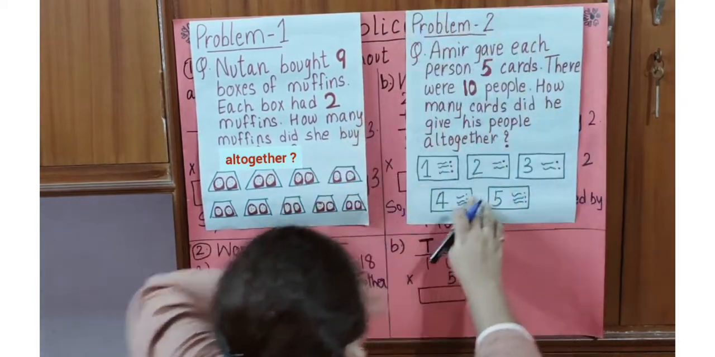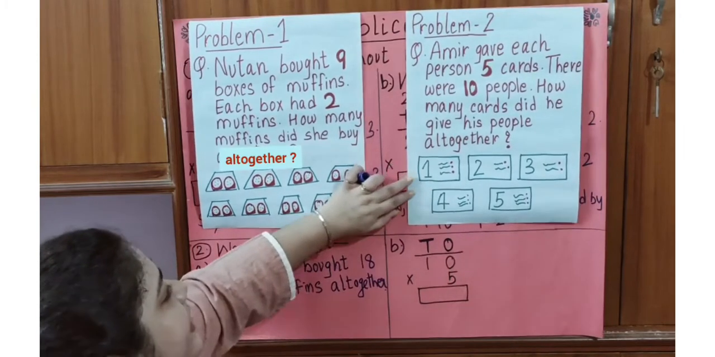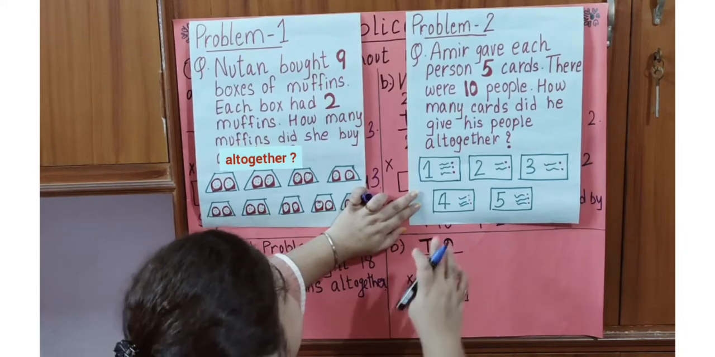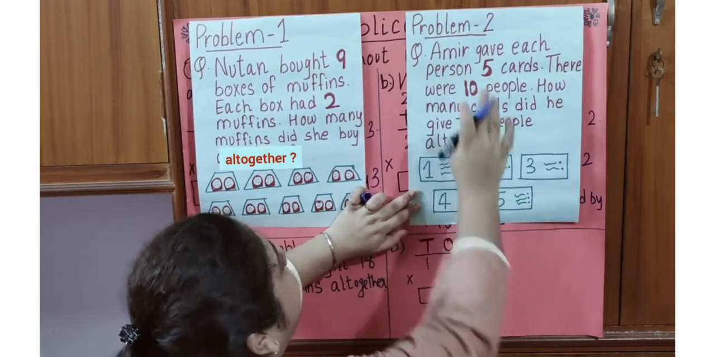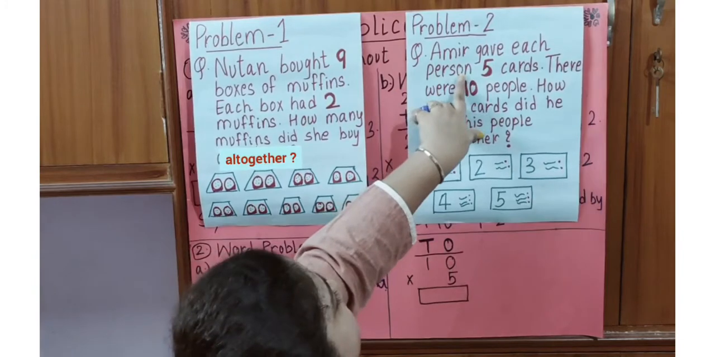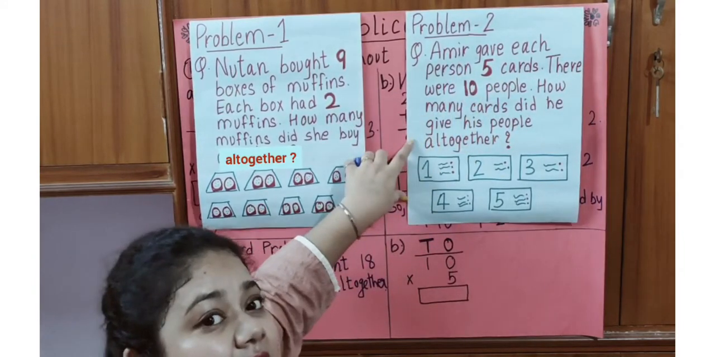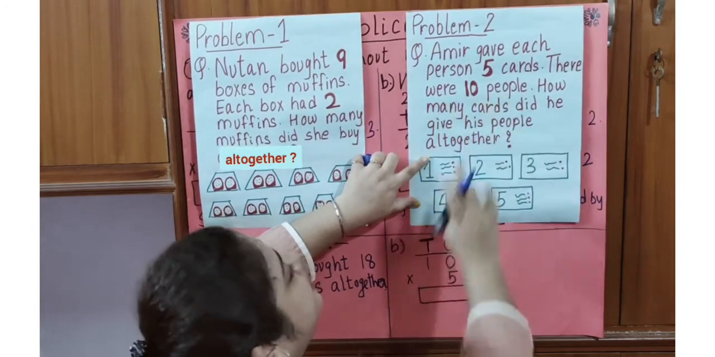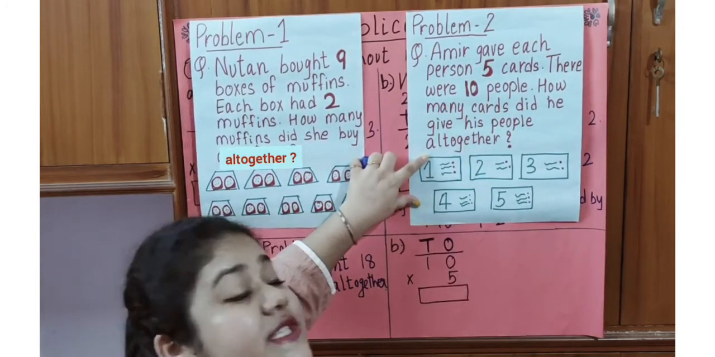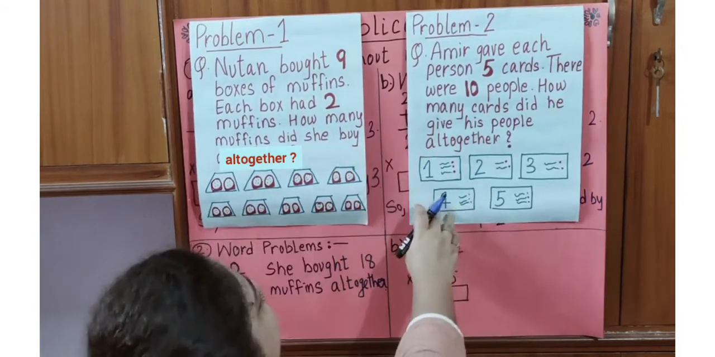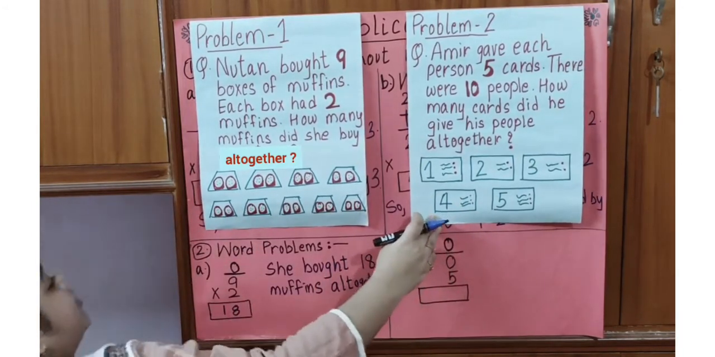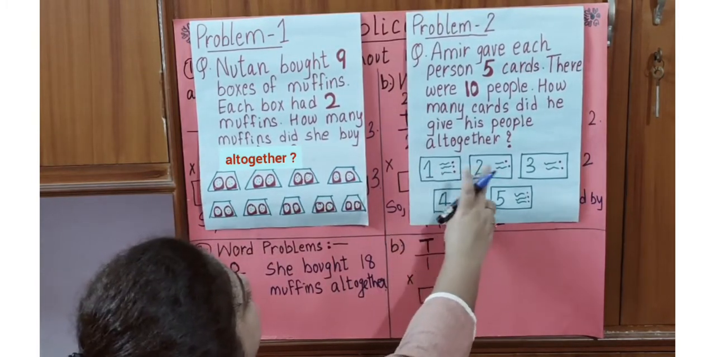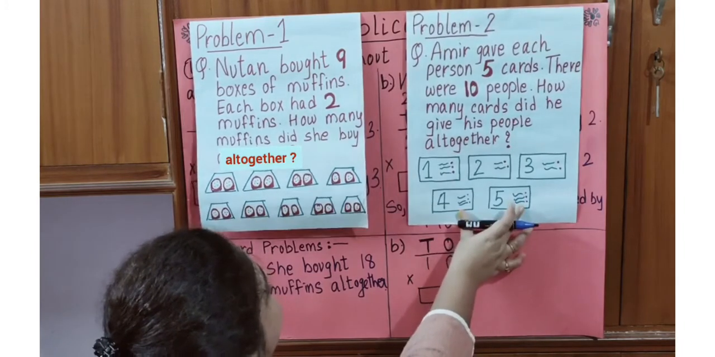I hope all of you can read this. So children, the second problem we have over here says: Amir gave each person 5 cards. How many cards? 5 cards. There were 10 people. So how many people were there? There were 10 people. How many cards did he give his people altogether? So see how many cards were there? 1, 2, 3, 4, 5.